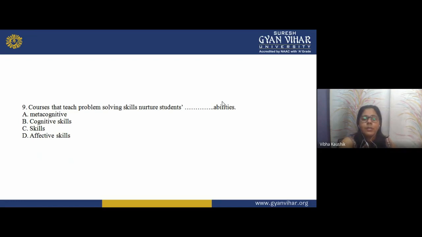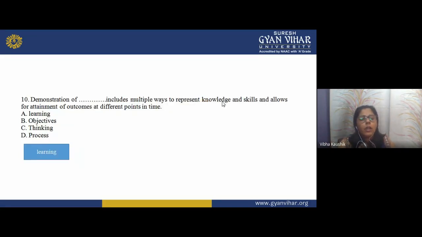Yes, students, the correct answer is option A, and that is metacognitive skills. It means we are focusing on teaching the student metacognitive abilities. Now the 10th one: demonstration of dash includes multiple ways to represent knowledge and skills and allow for attainment of outcomes at different points in time. Now, these are the options. Option A is learning, option B is objectives, option C is thinking, or option D is process.